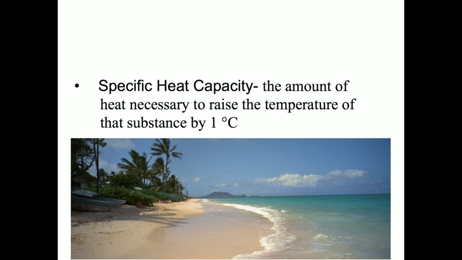That's why cities near large bodies of water have more temperate climates. That's also why cities that don't have water nearby, like deserts, tend to have large fluctuations in temperature. Sand has a very low specific heat capacity, so it heats up very quickly. It also cools down very quickly.